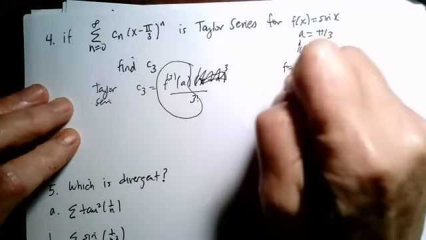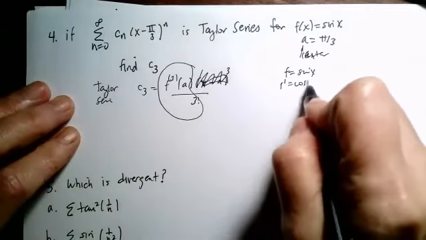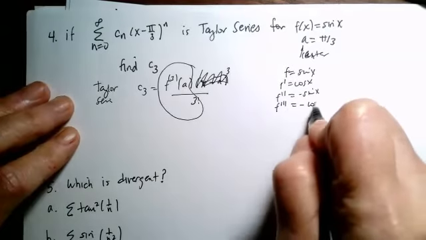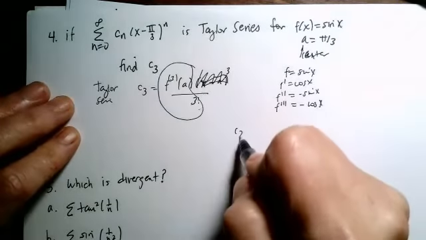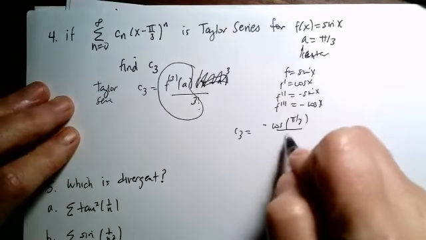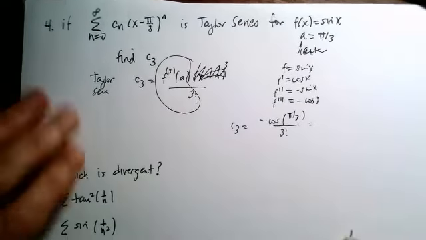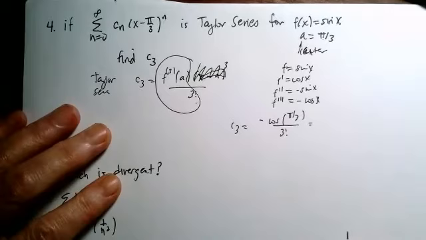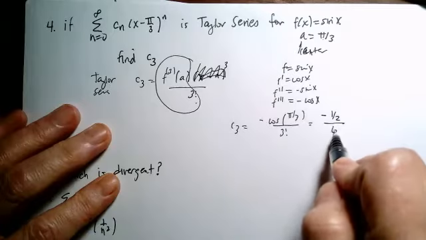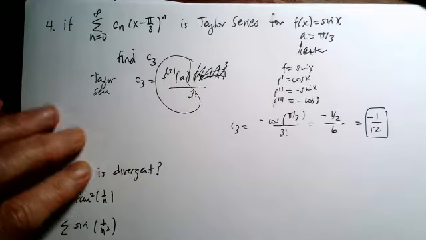Okay, so f is sine x. What's f prime? Cosine. F double prime is negative sine, and the third derivative is negative cosine. So c sub 3 is going to be negative cosine at pi over 3, over 3 factorial. What's the cosine of pi over 3? And we have a negative in front of it. That's going to be 1/2 over 6. So you should have negative 1 over 12 as your answer.